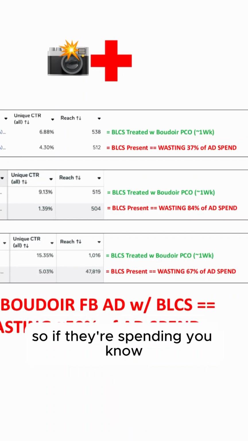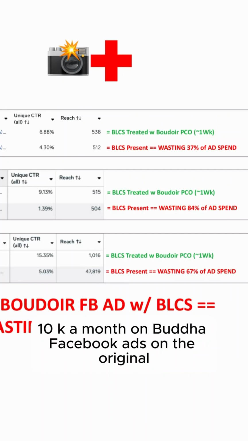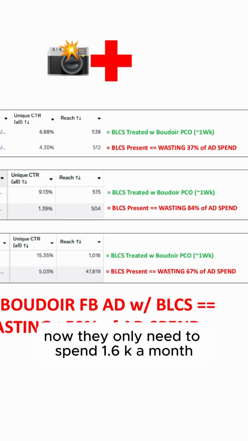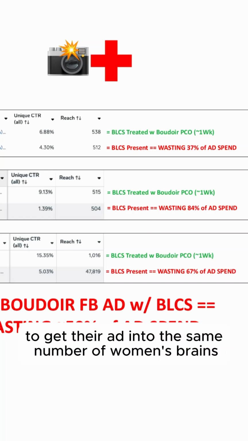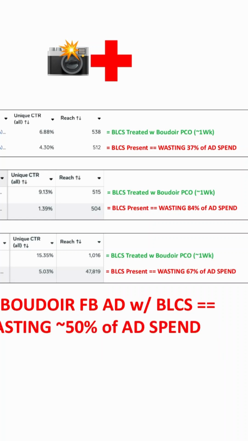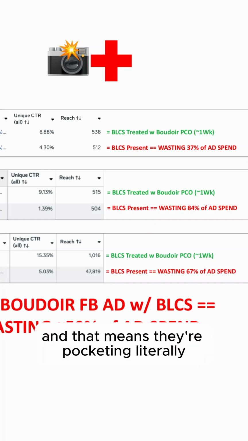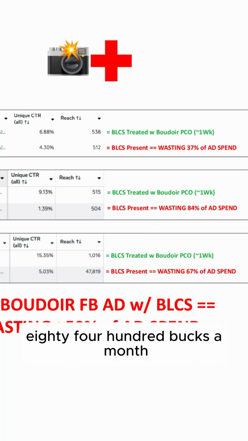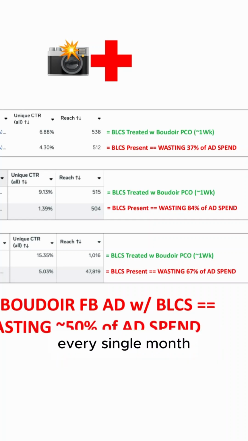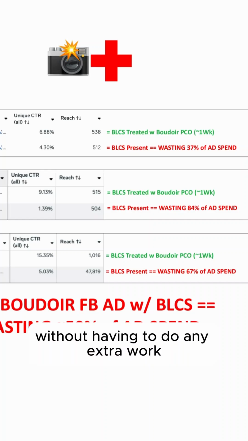So if they're spending 10K a month on Boudoir Facebook ads on the original, now they only need to spend 1.6K a month with the Boudoir Pico treated ad to get their ad into the same number of women's brains in both scenarios. And that means they're pocketing, literally, they don't have to spend, they're pocketing kind of a phantom profit, $8,400 a month every single month, or it's like 100K over the next year without having to do any extra work.